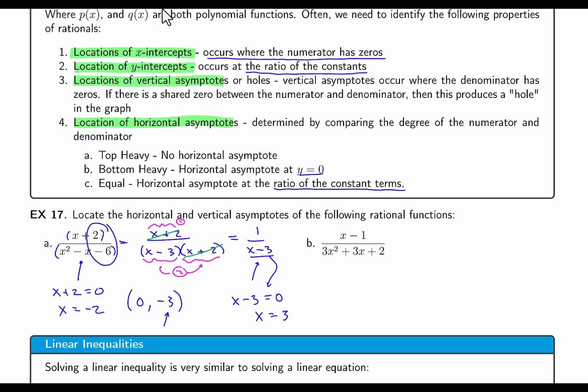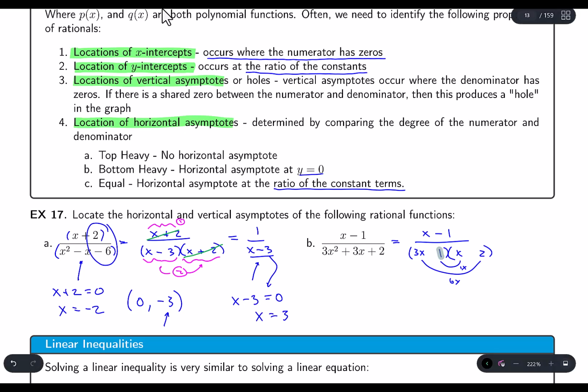For this second one, you should always check to make sure it's not reducible, so try to factor if you can. This one's a little bit more difficult factoring, but that's okay. 3x and x would give me 3x squared. 1 and 2 would give me 2. So the middle term here would be 1x plus 6x, that would be 7x, or 5x, so that wouldn't work.